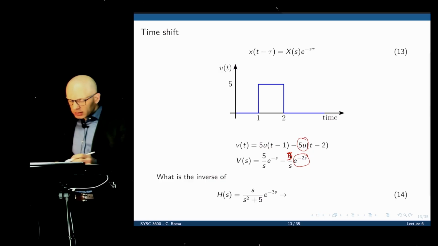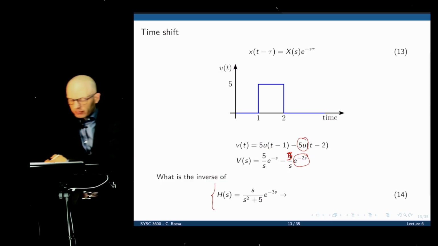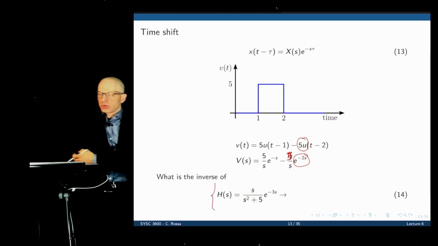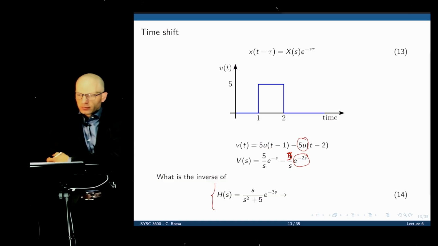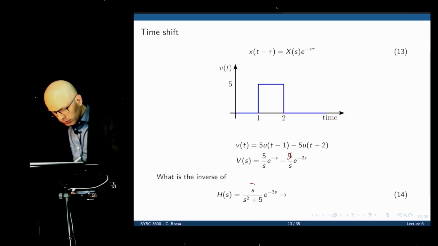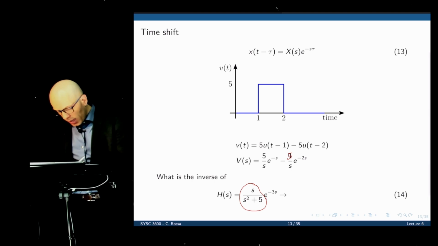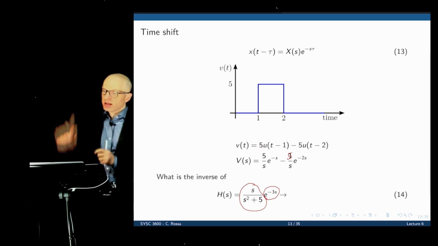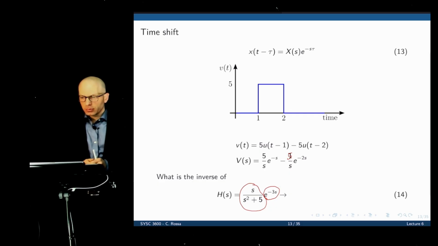With that in mind, let's assume that we have this function, H of s equals s divided by s squared plus 5 times exponential of negative 3s. What is the inverse Laplace transform of that? Well, clearly here we have two elements. The first element is this function, which is the Laplace transform of something. And then we added this term to it to say that that function is actually shifted in time by 3 seconds.